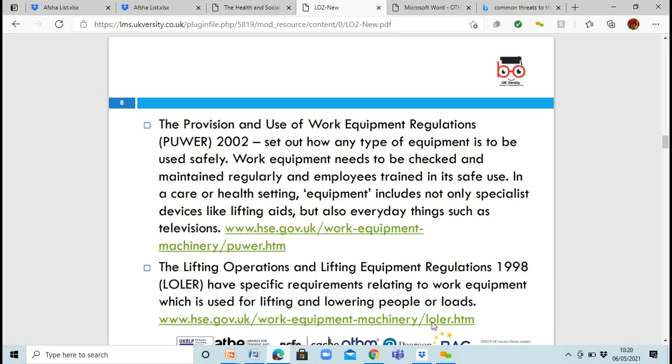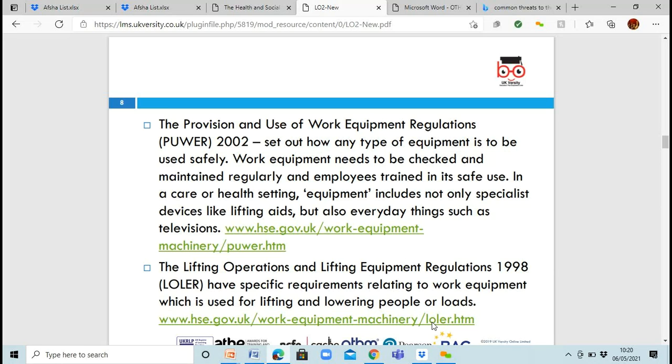So the Provision and Use of Work Equipment Regulations, so PUWER of 2002. It just sets out that any type of equipment that you use needs to be used safely. So it needs to be checked, it needs to be maintained regularly. The employers need to make sure that it's used safely and that they're trained to do that. So any equipment that you have in healthcare can be anything, to be honest. It can be lifting aids, TVs, remote controls, telephones, laptops.